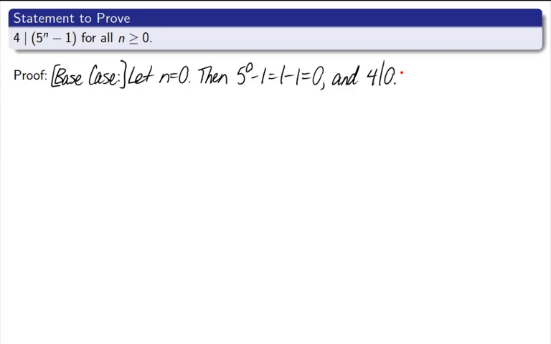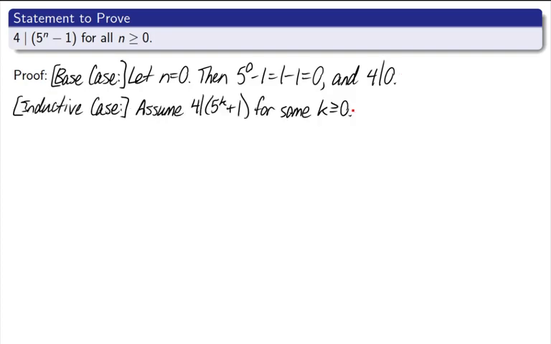Now if you're looking at that and not believing me, you probably have the idea of divides a little bit backwards. Again, this is not saying anything about division by 0. This is saying that 4 is a factor of 0. And sure it is. Anything is a factor of 0 because you can write it as 0 times that factor. Specifically in this case, 0 is equal to 4 times 0. So 4 is a divisor of 0. Now let's do the inductive case.